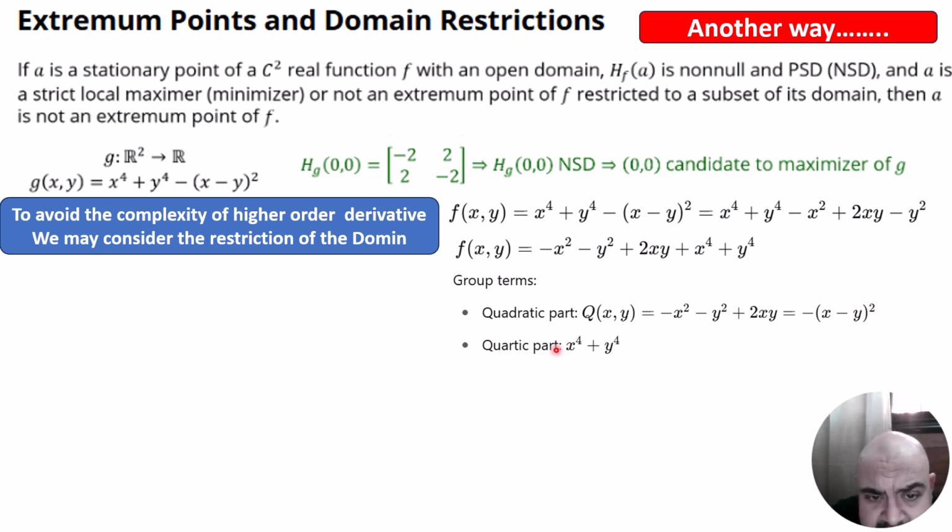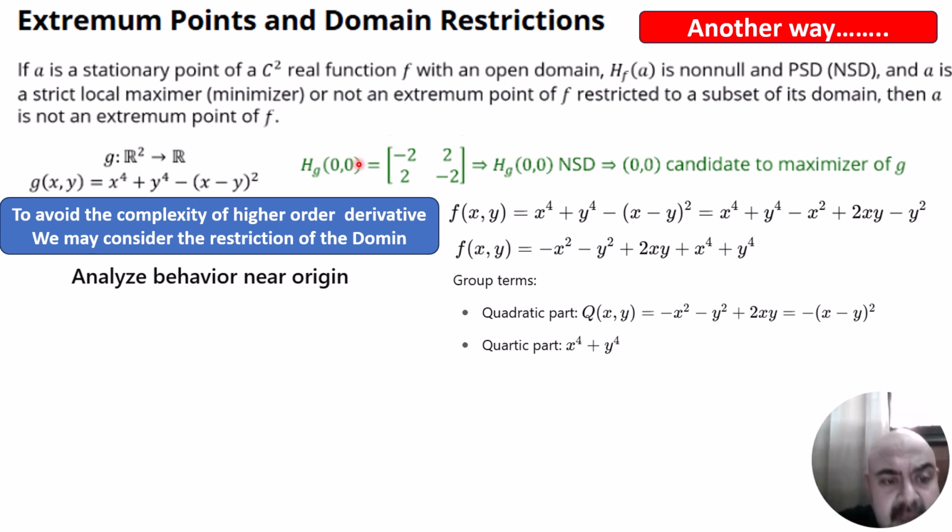And the 4, this is also a typo here. This is the non-quadratic quartic. This is the quartic part or the non-quadratic part. I would prefer to call it this, not the quadratic part. Here it's a quartic part because it's x to the power of 4, y to the power of 4, as you can see. Now I will start to analyze behavior near the origin, the point that we are studying.